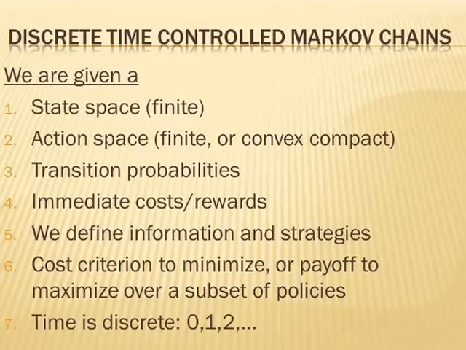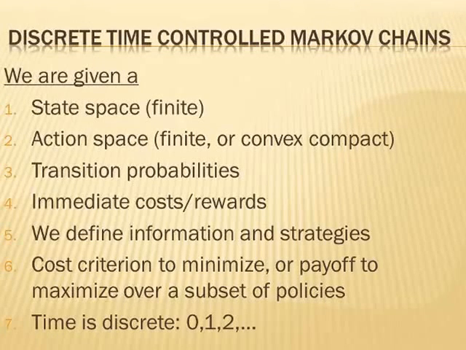So the state space is finite, and the action space is either finite or convex and compact. The transition probabilities that we had before are now more complex. They now depend also on a parameter, which is the action that is taken. We further introduce immediate costs or immediate rewards. It depends whether we minimize or maximize. We define information and strategies that may depend on this available information.